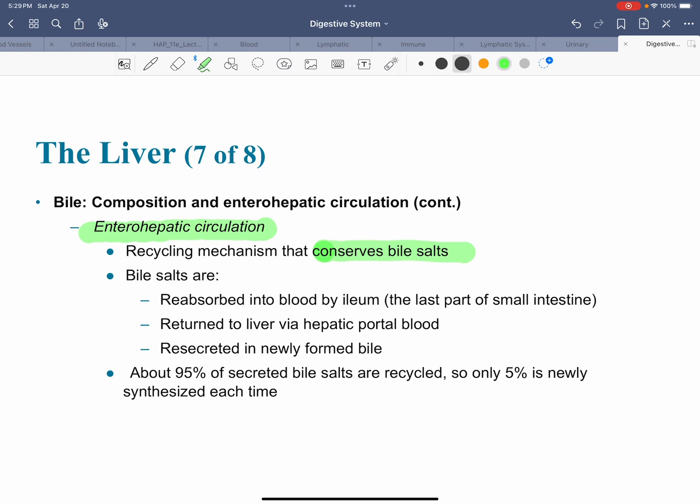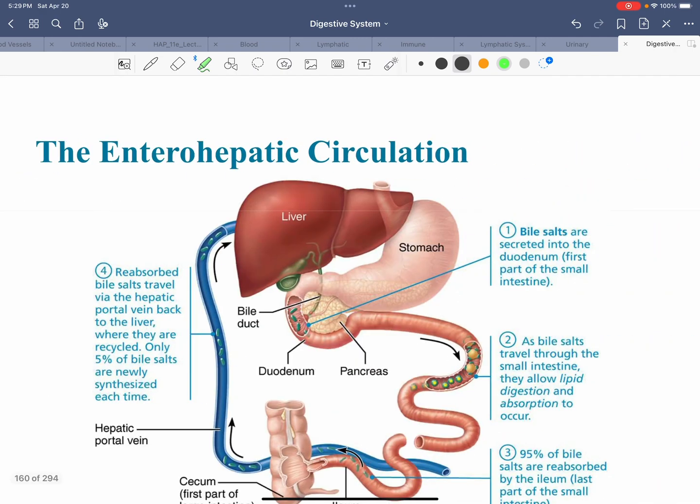So what happens is the bile salts are absorbed into the blood by the ileum. Of course, that's the last part of the small intestine. They are returned to the liver by the hepatic portal vein, and resecreted in newly formed bile. And this is very effective because about 95% of the bile salts that are secreted are recycled. So that means only 5% has to be newly synthesized every time.